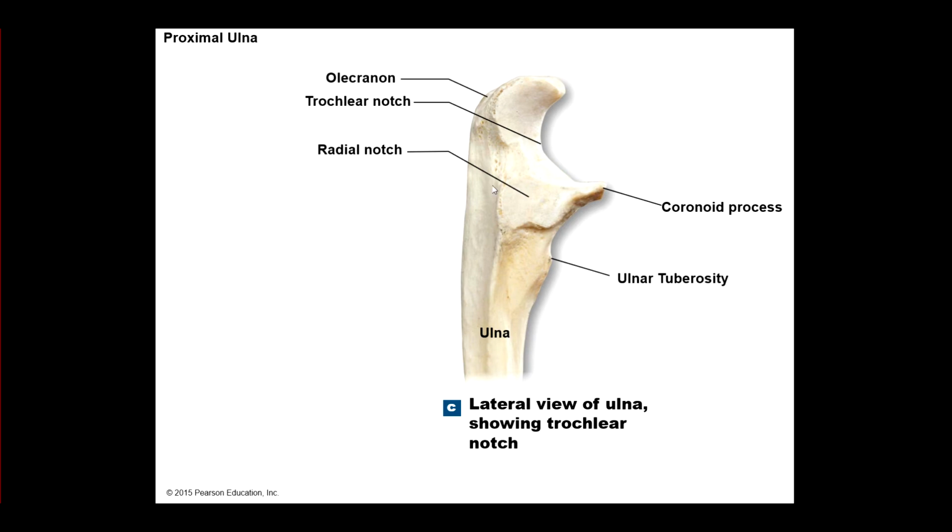Okay, so the parts you need to know on the proximal ulna are the olecranon process, this whole big bump, coronoid process, in between trochlear notch, and then for the head of the radius, radial notch, ulnar tuberosity, and then the shaft of the ulna here.